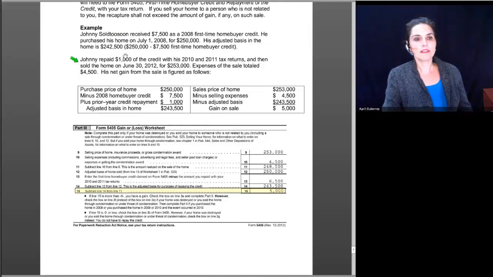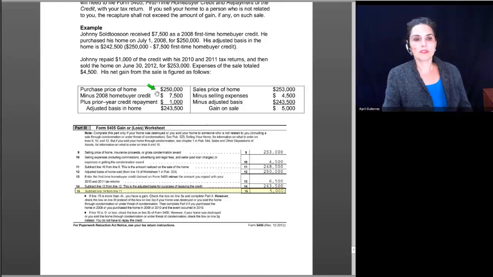Johnny repaid $1,000 of the credit with his 2010 and 11 returns, and then he sold the home in 2012 for $253,000. Well, $253,000 is more than he paid, and it's more than his adjusted basis. So let's see how it all works out.